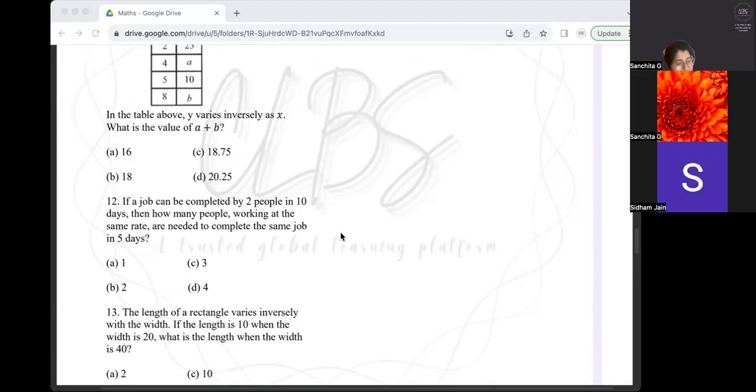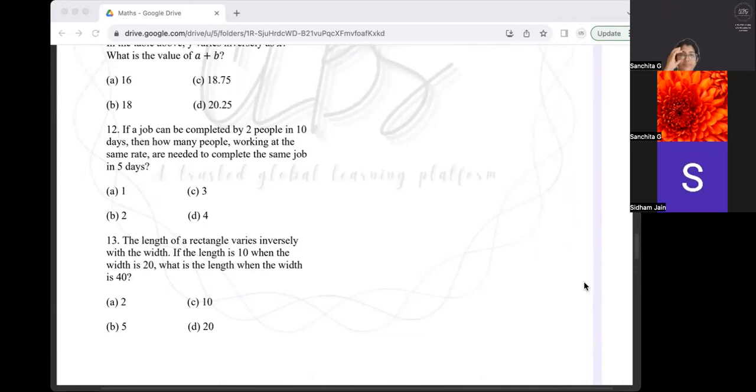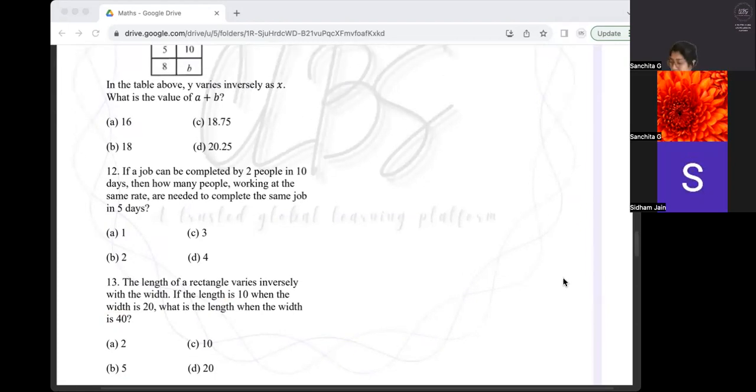Question 12 is D. Same process. 2 people, 10 days. 5 times X, X is 4. We're getting a hang of this type of question set. 13 is again B. 10 times 20. Area is length times breadth anyway. So this is x times 40. So 10 times 20 is equal to x times 40. X is 5. B. Very simple.